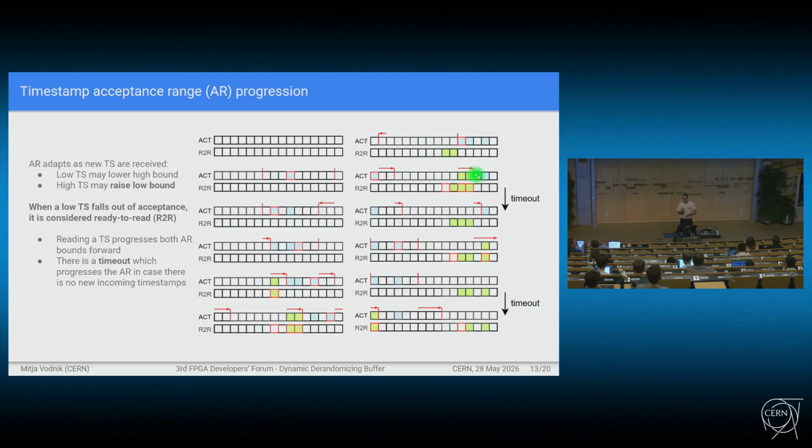And then in case there is no new data arriving, or there are significant pauses between data arriving, we also need some timeout to automatically move the range, so as to start reading and accepting later timestamps as well.